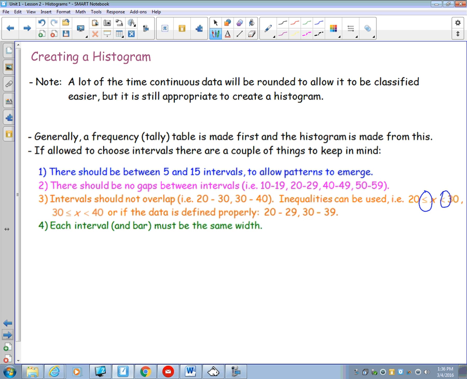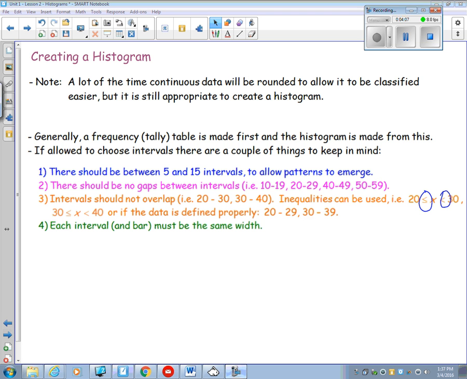Or if we define our data properly, we can go 20 to 29, 30 to 39. So we know, at 29.4, what happened there? Was it rounded down? Was it rounded up? Well, it's been defined for us in the words. And last but not least, each interval has to be the same size. That means each bar has to be the same size. You don't have a choice on the size of your bar. It's just how many of them you want.